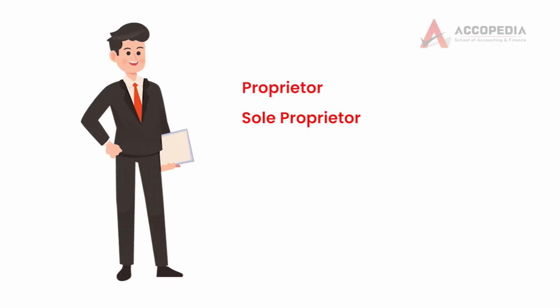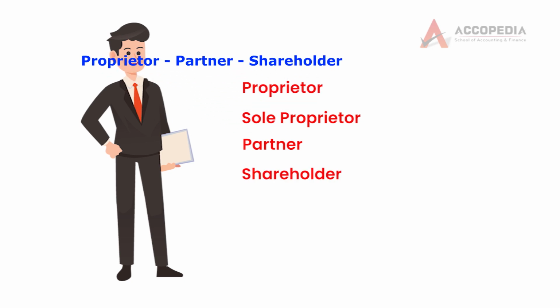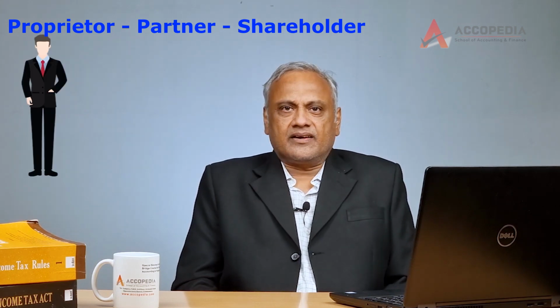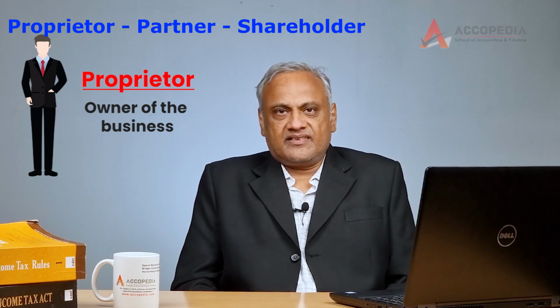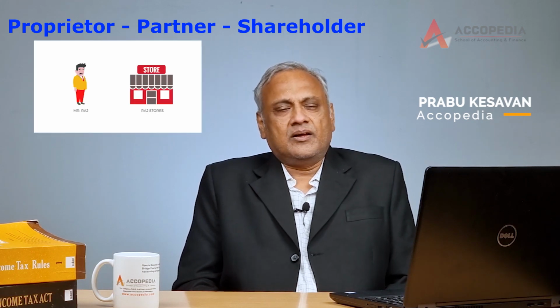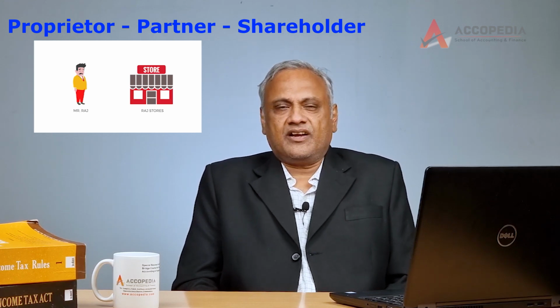In accounting language, we often hear the words proprietor, sole proprietor, partner, shareholder, etc. Now, what do these terms mean? Let us understand. A proprietor means the owner of the business. He is the entrepreneur. He has invested money with the purpose of earning profits. But in business entity concept, the owner is different and the business is different. So the transactions between the owner and the business are also recorded.